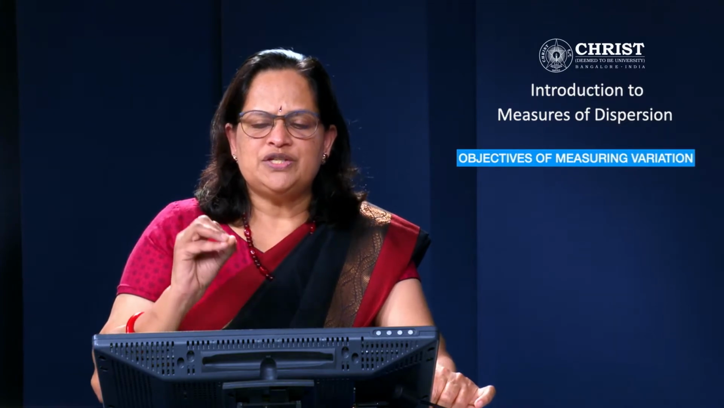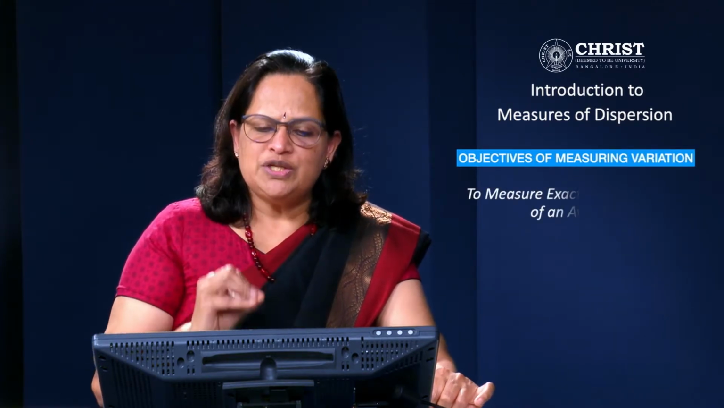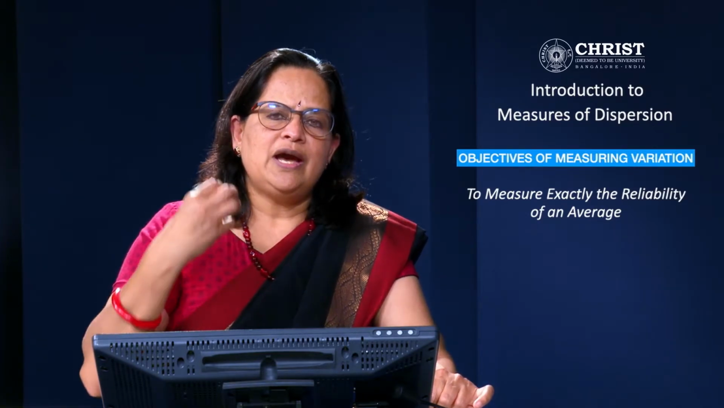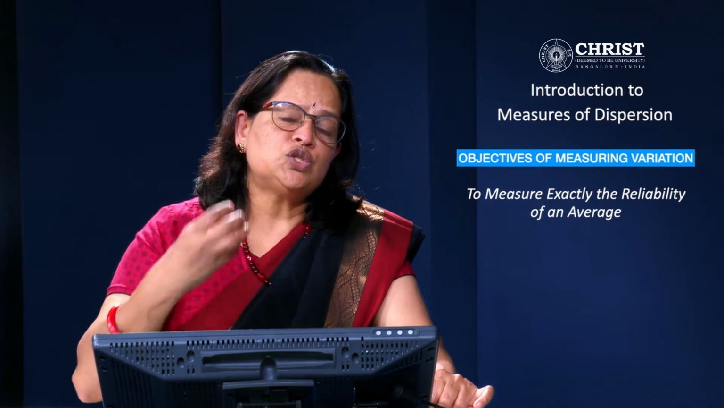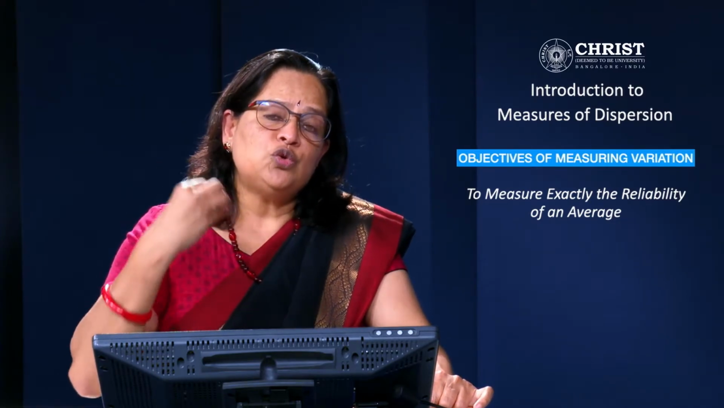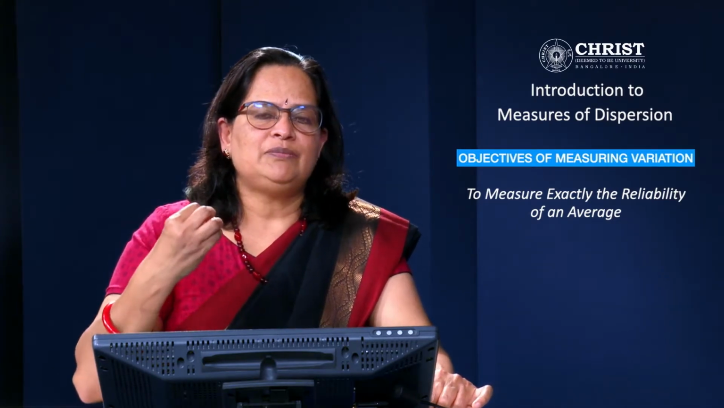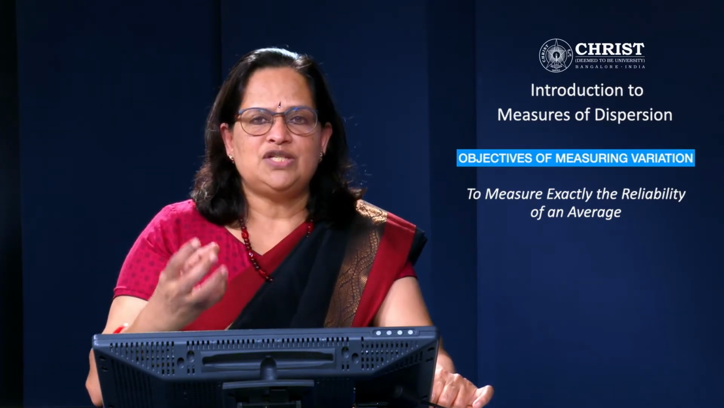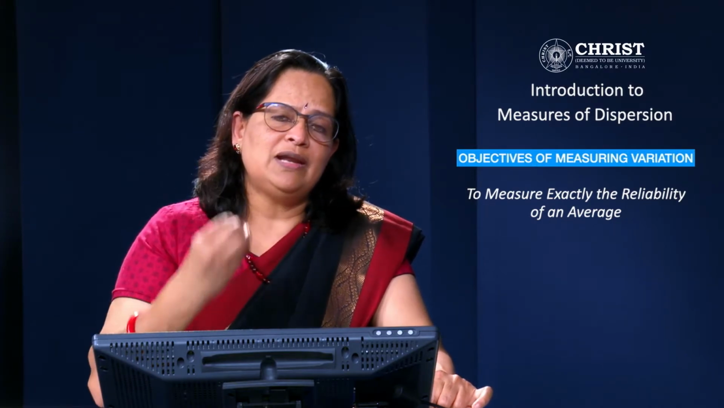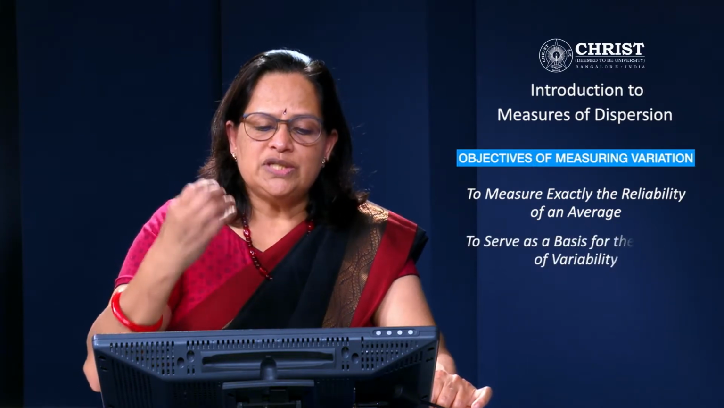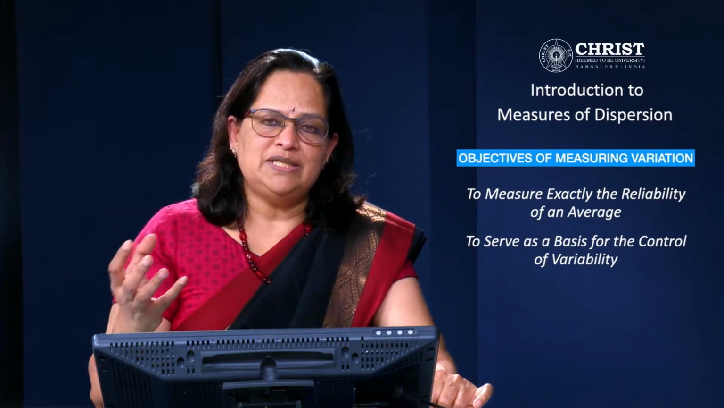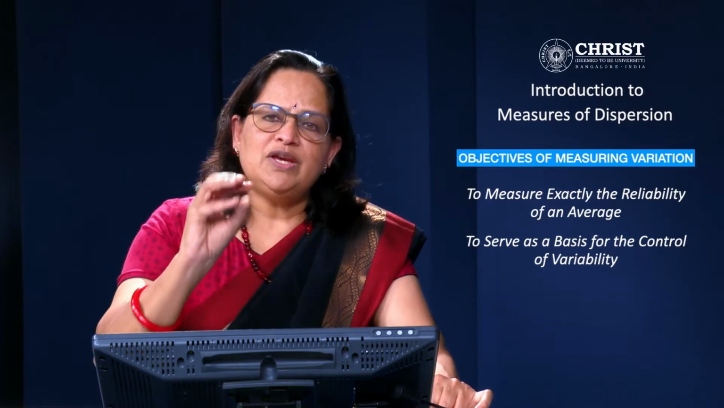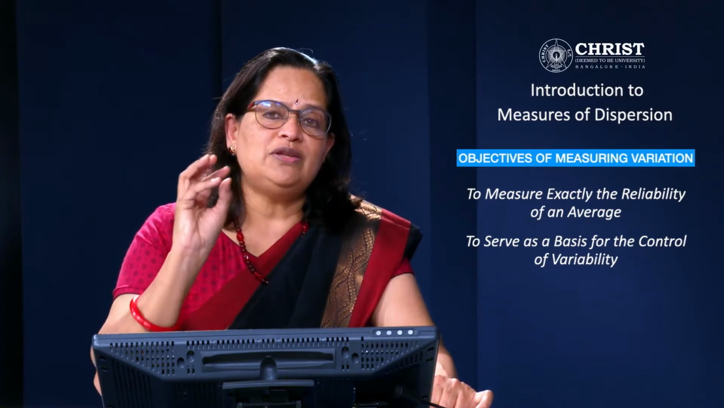So objectives of measuring variation. First point is to measure exactly the reliability of an average. How reliable is the average? Average rate or the average run scored by a batsman, average marks scored by a student, how reliable is this data, how we can predict his performance or her performance based on the data we already got. Then to serve as a basis for control of variability. If you know what is the dispersion, what is the variation, then we can use some techniques to control the variation.